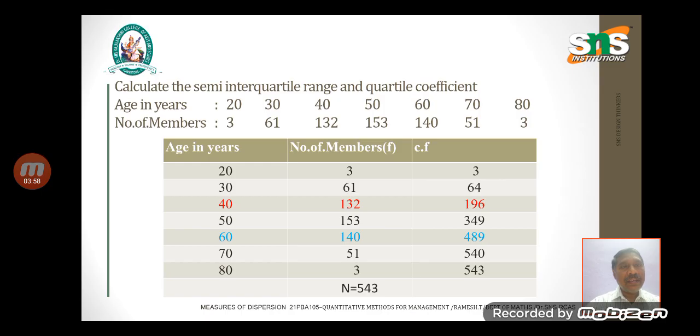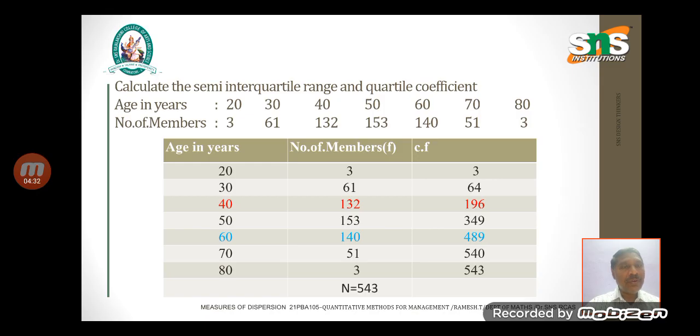So now we calculate the quartile deviation and its coefficient from the given data. Age in years: 20, 30, 40, 50, 60, 70 and 80. The number of members in the age category 20 is 3, age 30 is 61, age 40 is 132, age 50 is 153, age 60 is 140, age 70 has 51 members and age 80 has 3 members. So now we calculate the quartile deviation.